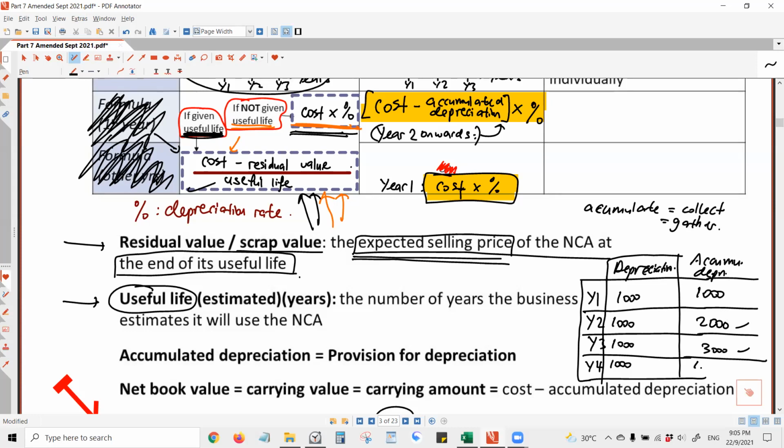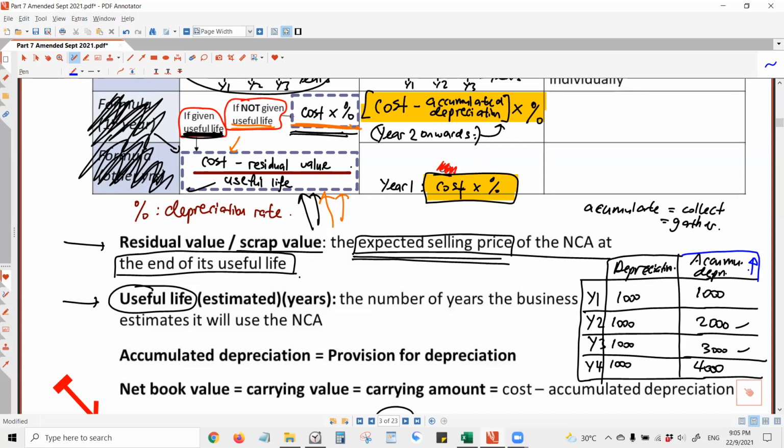Fourth year would be 4,000. Understand? Easy? So that's accumulated depreciation. It would keep increasing each year. Agree? So be careful and pay attention to what I said here: it would keep increasing each year for accumulated depreciation.